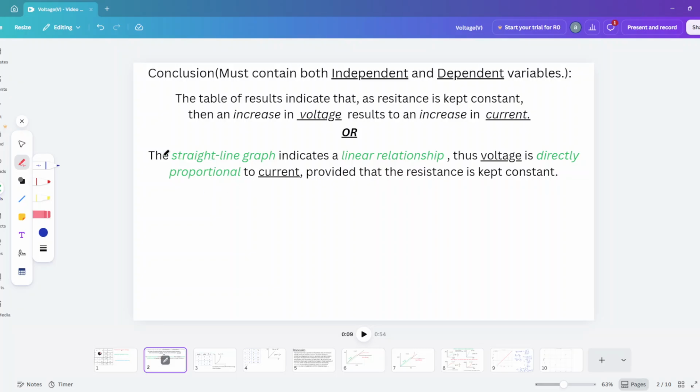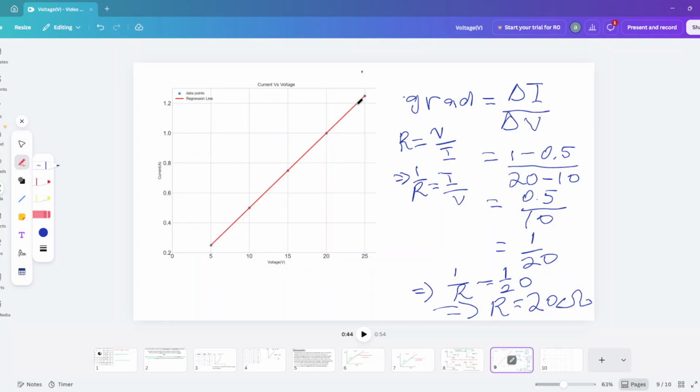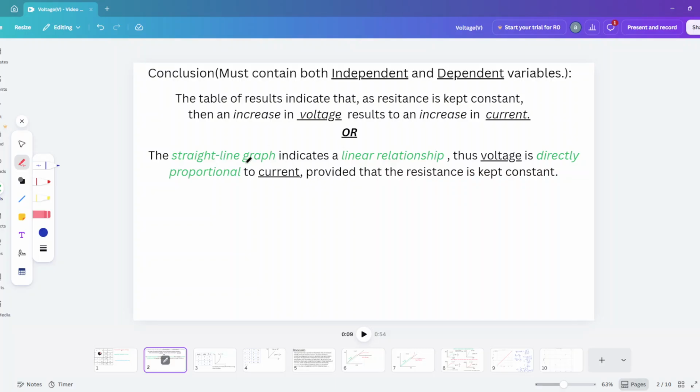Or you could say that since we have a straight line here, the straight line indicates a linear relationship. So we can then say that the voltage is directly proportional to current, or that the current is directly proportional to the voltage, provided that the resistance is kept constant. Again, there's also an emphasis: do not use directly proportional unless the relationship is linear.